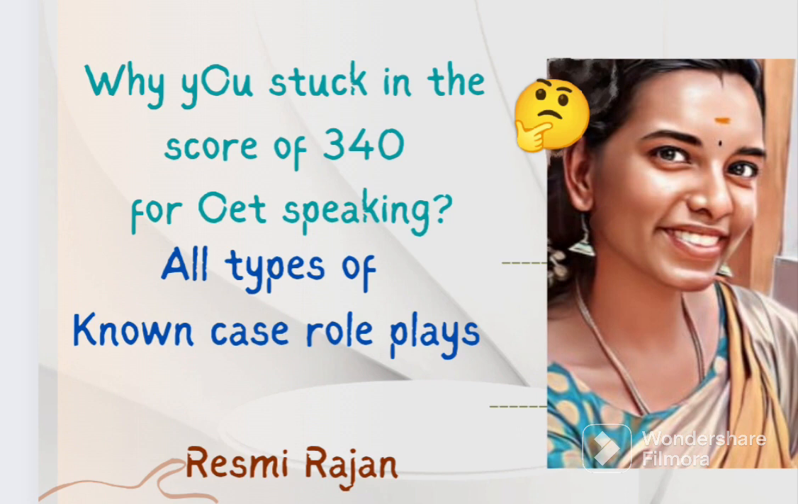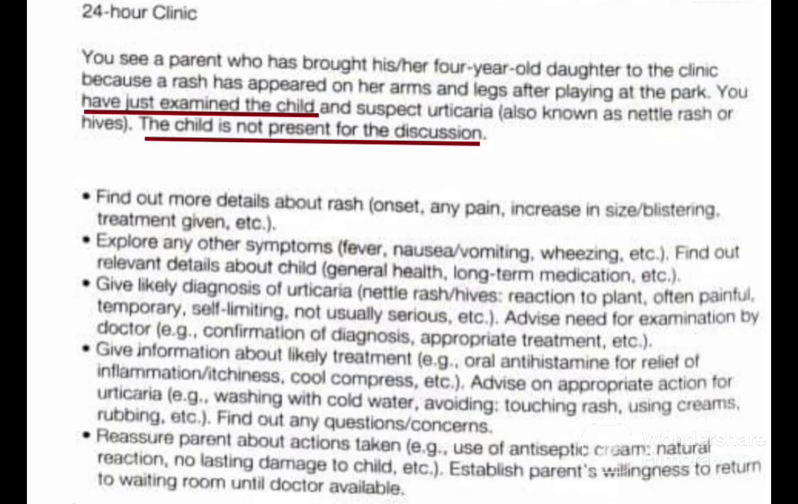So the first role play, you can see that it happens in a 24-hour clinic. This is the local clinic. The scenario between clinic, hospital, home and aged care facility or nursing homes are totally different. First, you have to think about the setting. So this is the clinic. You see a parent who has brought his or her 4-year-old daughter to the clinic because a rash has appeared on her arms and legs after playing at the park.